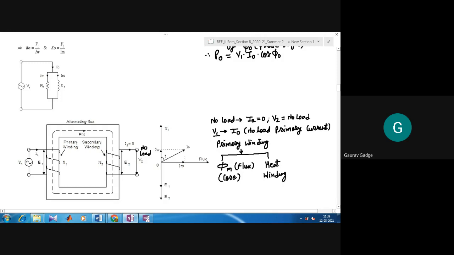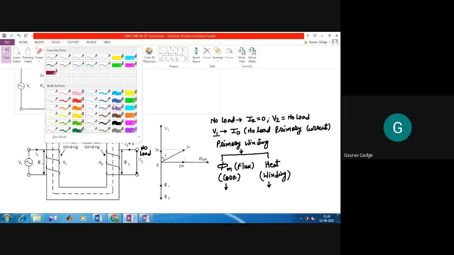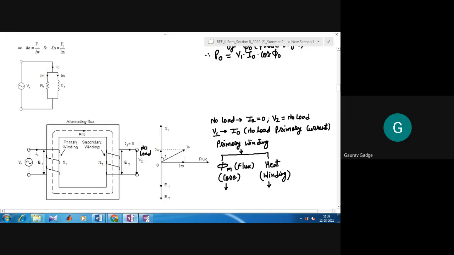Whatever heat develops due to the current and magnetization due to the current, those currents are named separately. I0 is represented as having two components: one component is called the magnetizing current IM, and another is called the working component of current IW. Flux is developed due to the magnetizing component, and heat is developed due to the working component of current.